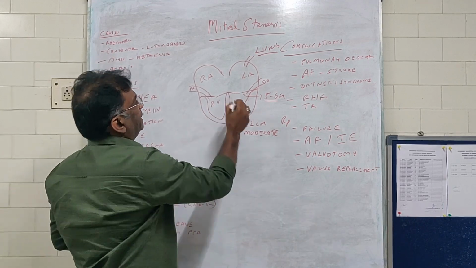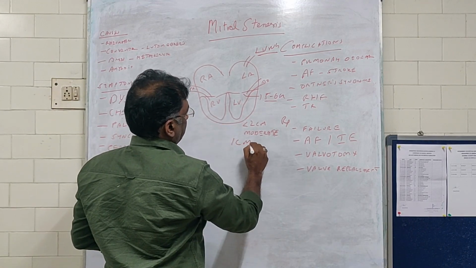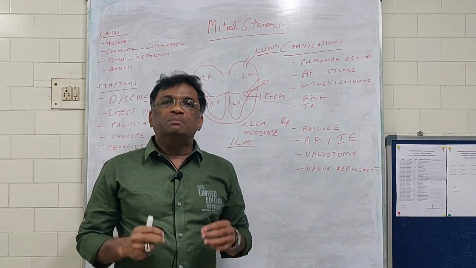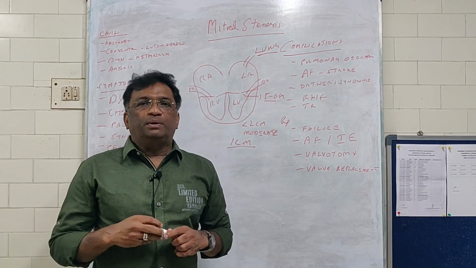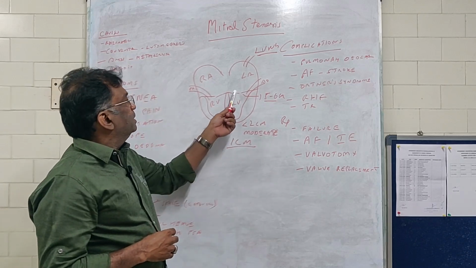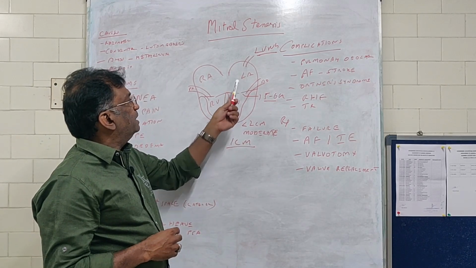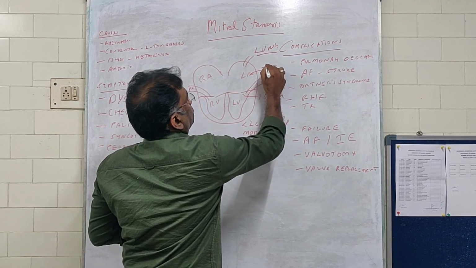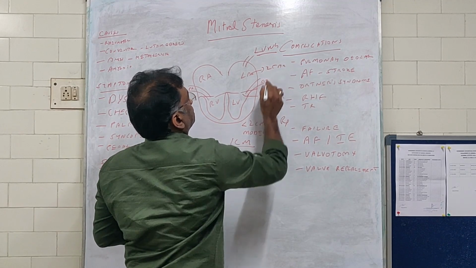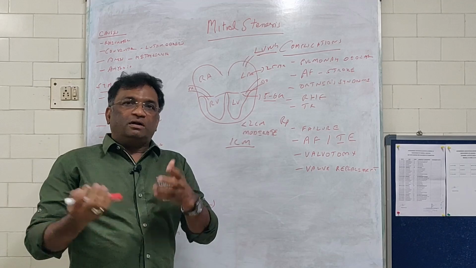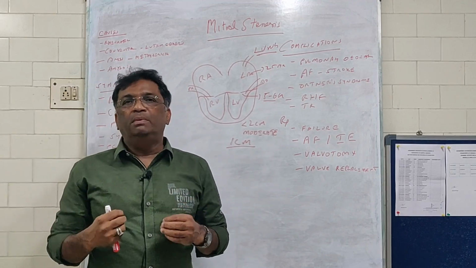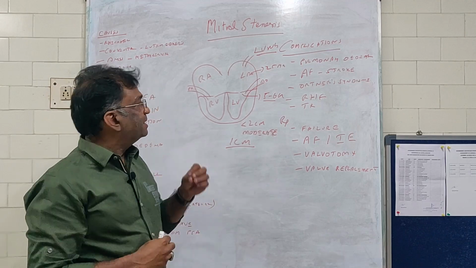Okay. When the mitral valve size gets reduced to 1 centimeter square, it becomes critical. Critical because at that point of time, the left atrial pressure goes up to more than 25 millimeter mercury. So at that point there will be a lot of back pressure and the chances of patient developing acute pulmonary edema is very high. That is why it is critical.